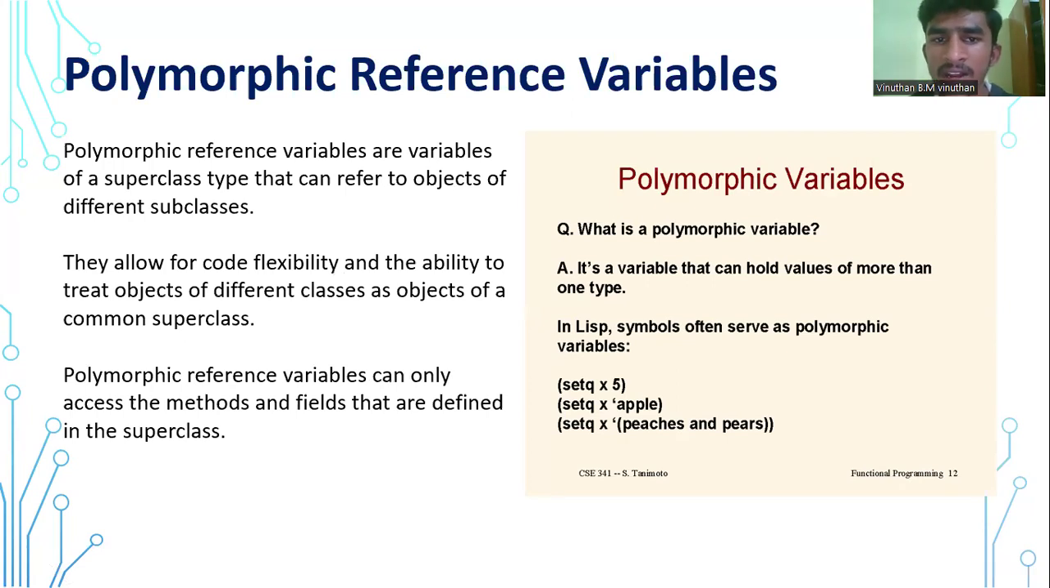Polymorphic reference variables. Polymorphic reference variables are variables of a superclass type that can refer to objects of different subclasses. They allow for code flexibility and the ability to treat objects of different classes as objects of a common superclass. A polymorphic reference variable can only access the methods and fields that are defined in the superclass. What is a polymorphic variable? It is a variable that can hold values of more than one type.